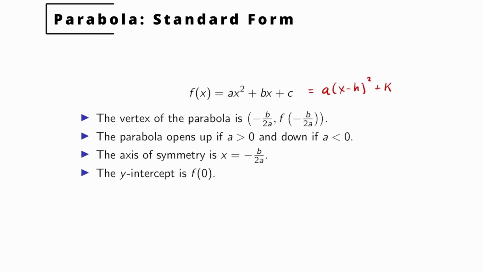Just like with vertex form, the parabola is going to open up if that number a is positive, and down if that a is negative. The axis of symmetry is, again, x equals the x-coordinate of the vertex, so in this case, negative b over 2a. The y-intercept is still f of 0.